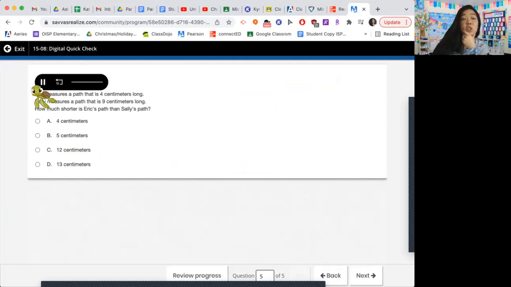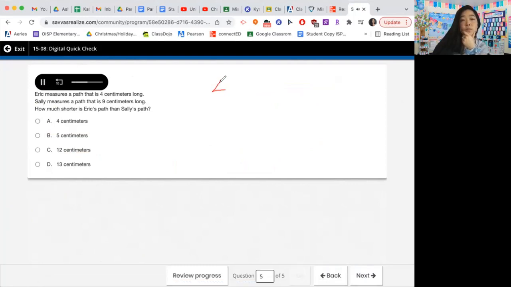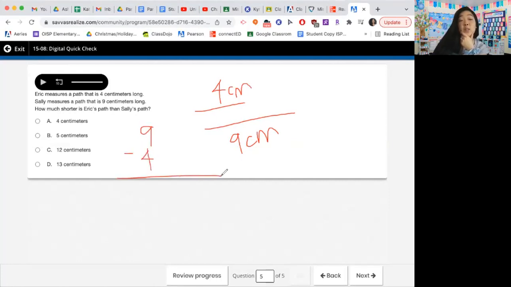And the last question. Eric measures a path that is 4 centimeters long. Sally measures a path that is 9 centimeters long. How much shorter is Eric's path than Sally's path? So now we don't have to add any numbers. All we need to do is subtract. If Sally has a path that's 9 centimeters long and Eric's is 4 centimeters, how much longer is Sally's path?